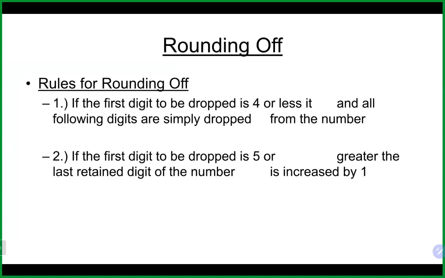So let's talk a little bit about rounding. Obviously, when we give answers, we do want to round them. We do want to round them to the proper number of significant figures. So normal rounding rules apply. If the first digit to be dropped is 4 or less, then the rest of the numbers just get dropped off. If it's 5 or above, we do round up.